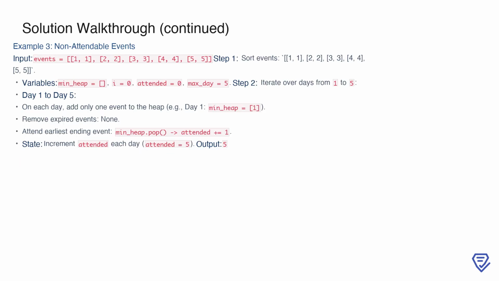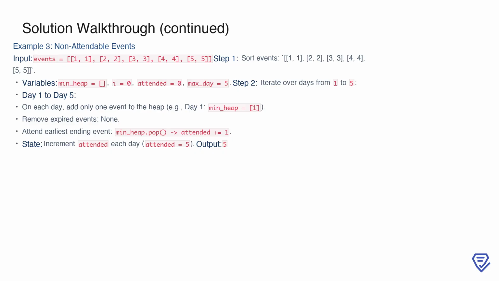In this final example, the input events are 1, 1, 2, 2, 3, 3, 4, 4, 5, 5. After sorting, the order remains the same, and we initialize the variables: an empty min_heap, i at 0, attended at 0, and max_day is 5 since the last event ends on day 5.